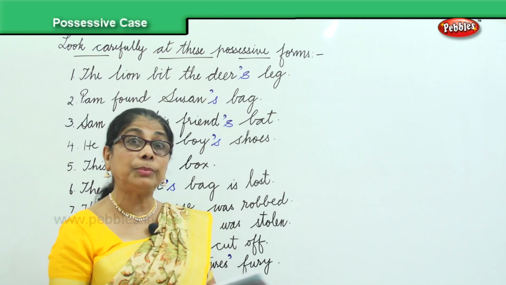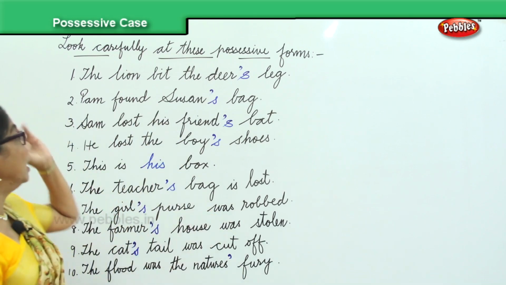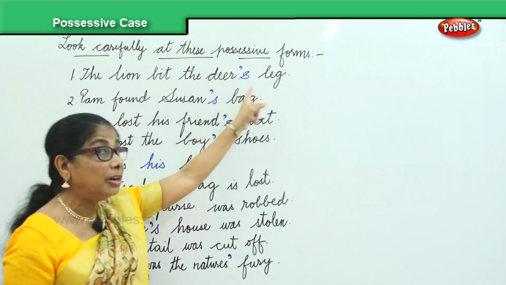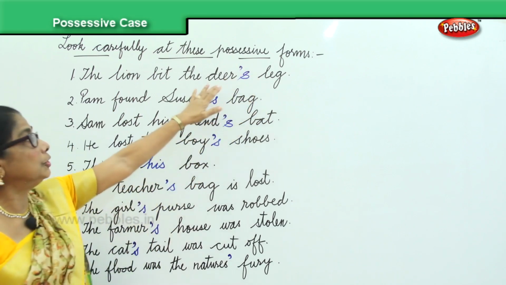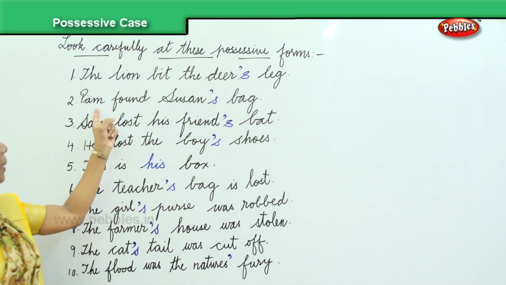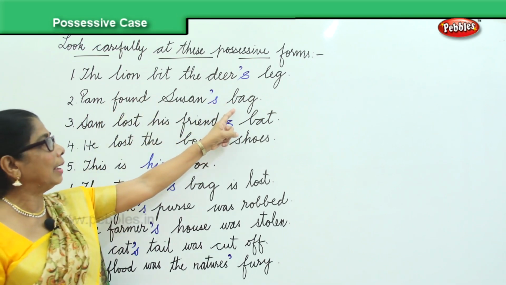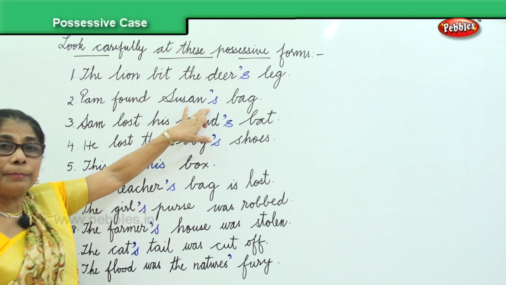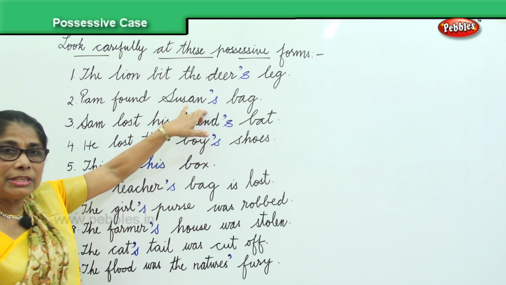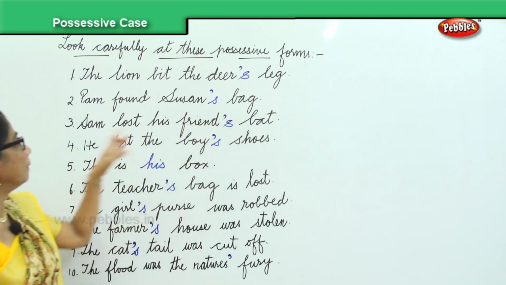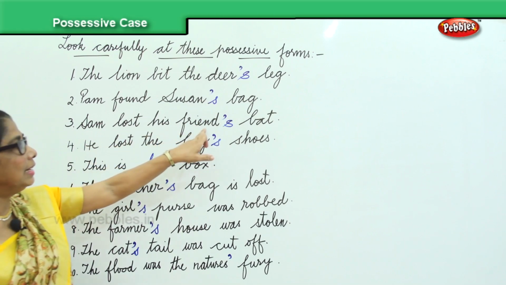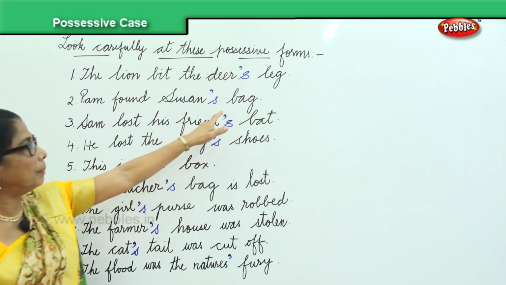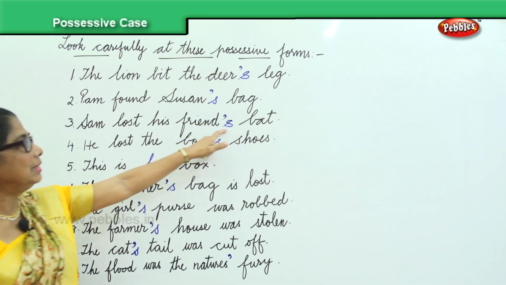Now let's look at all the possessive form sentences we have done. Here, the lion bit the deer's leg. Whose leg? The deer's leg. Apostrophe S to show possessive form. Pam found Susan's bag. Whose bag did she find? She found Susan's. Susan, apostrophe S, belongs to Susan's bag. Sam lost his friend's bat. Who lost the bat? Sam lost. Whose bat? Friend's, apostrophe S. It is the friend's bat.